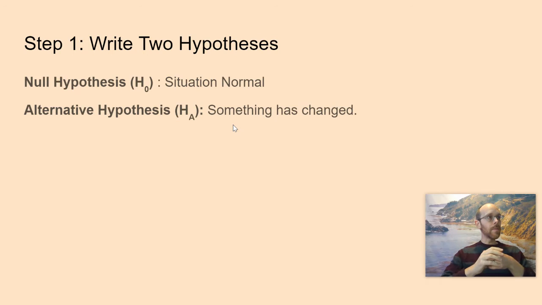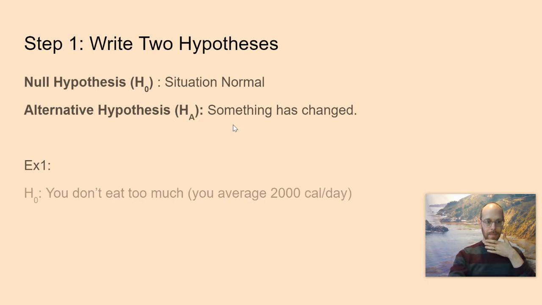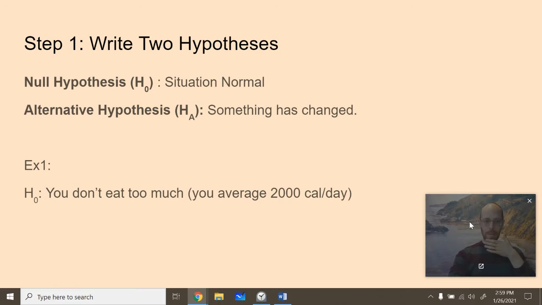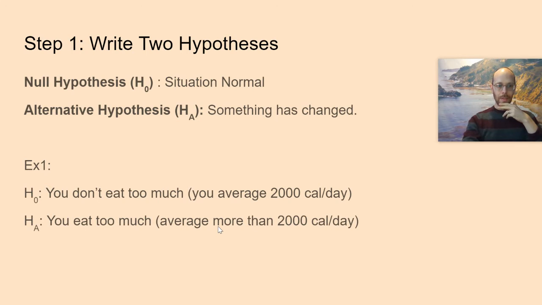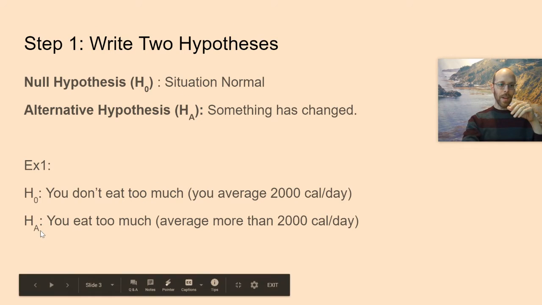So in the case of the claim that I made that you eat too much, here's what our hypotheses would look like. Our null hypothesis would be that you don't eat too much, or in other words, that you average 2,000 calories per day, which is the US Department of Health's recommendation. The alternative hypothesis is the one that you eat too much, or that you average more than 2,000 calories per day. So you can see how the null right here is that the situation is normal, you're eating fine. And the alternative is that there's a problem, you eat too much. Okay, so those are our two hypotheses.